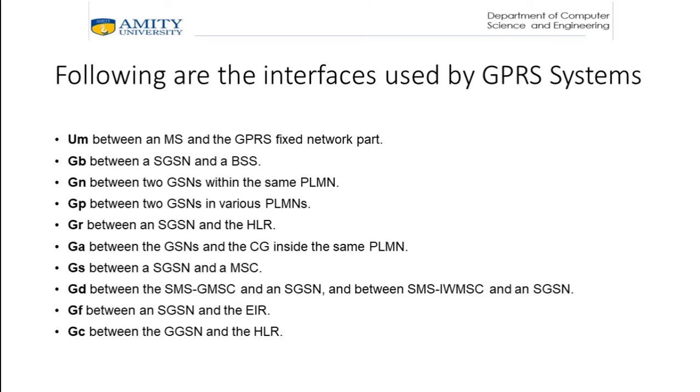Next is the Gs, between the SGSN and the MSC. The SGSN can send location data to the MSC or receive paging requests from the MSC via this optional interface. The Gs interface will greatly improve the effectiveness of the radio and the network resources in the combined GSM or GPRS network. This interface uses the BSSAP+ protocol.